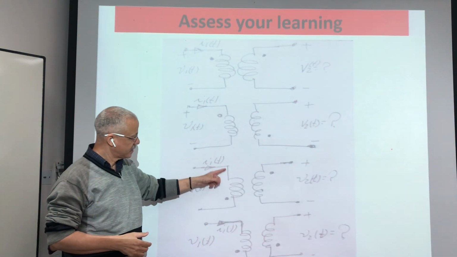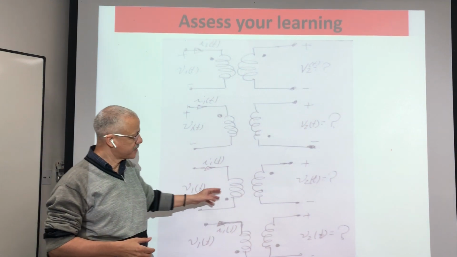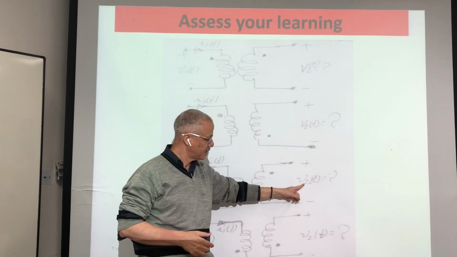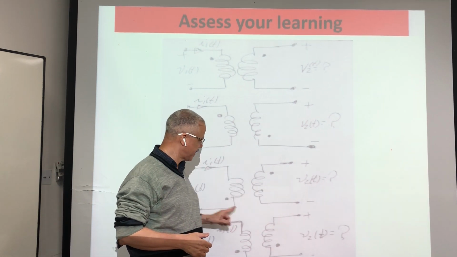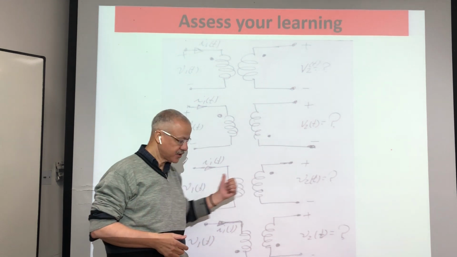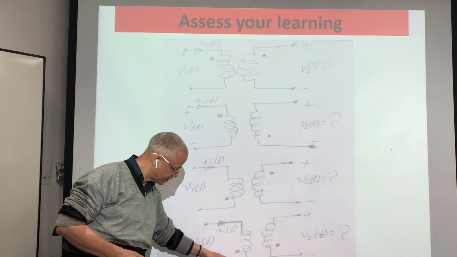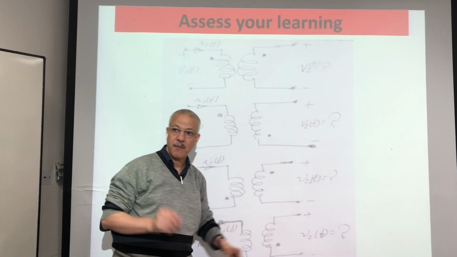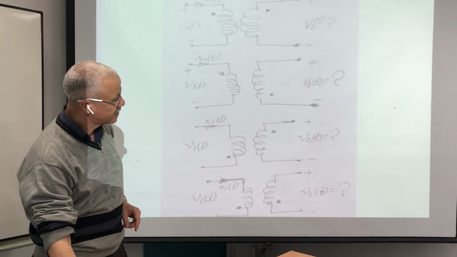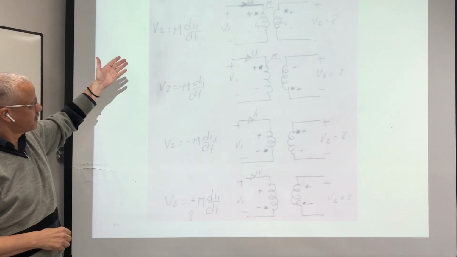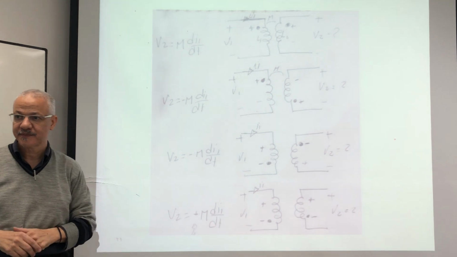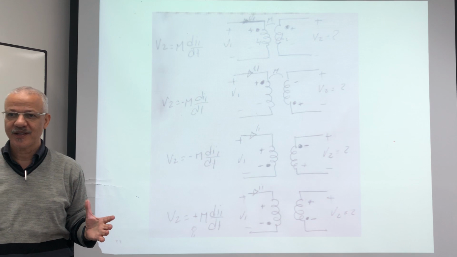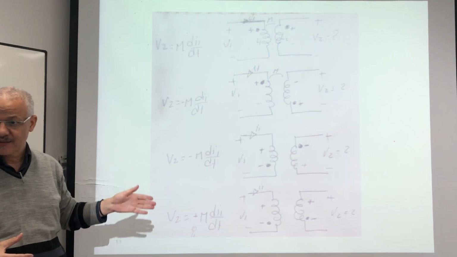So here the current leaves. This is negative, this is positive. So V2 equals? Positive, leave, negative M dI1 by dt. Here, the current leaves, equals minus positive. V2 equals positive M. It's clear. So this is the answer: positive, negative M. Clear? It's very clear. No doubts about it.